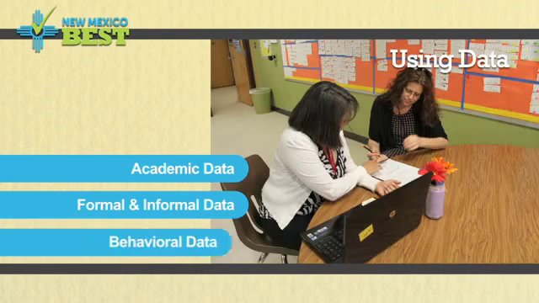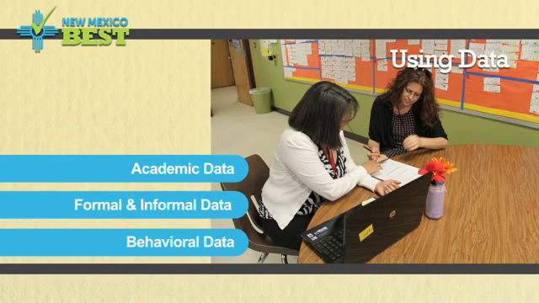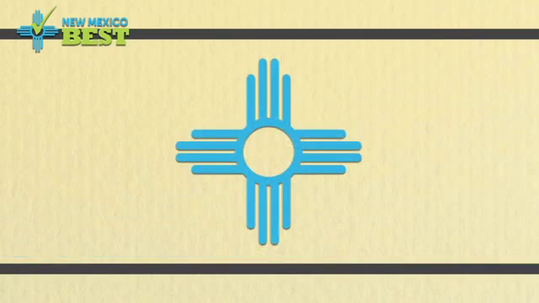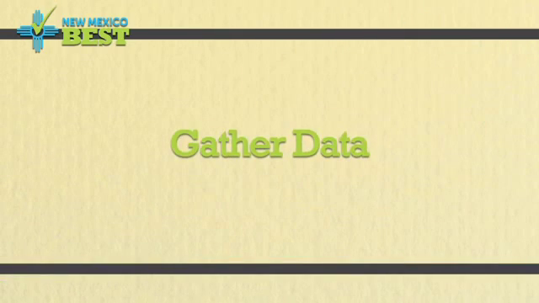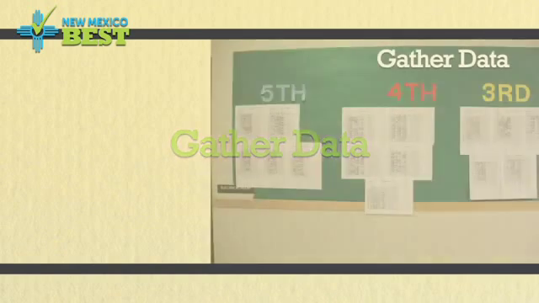Teachers should also use data that are gathered informally by observing students and classes. Effective differentiation also requires using behavioral data. Again, teachers should utilize both formal data, such as attendance and behavioral referrals, as well as informal data, such as observations of student engagement.